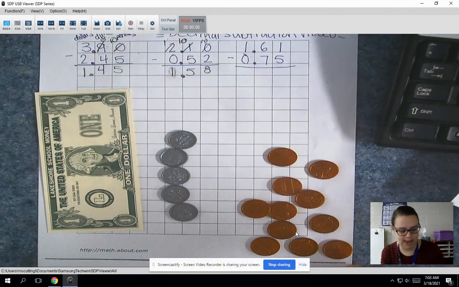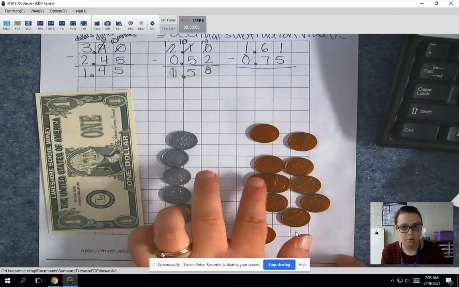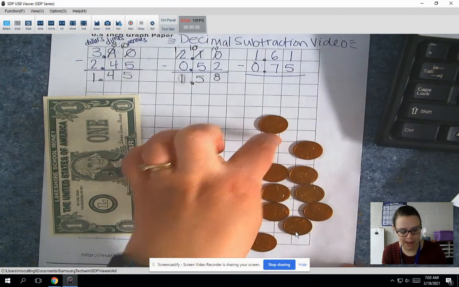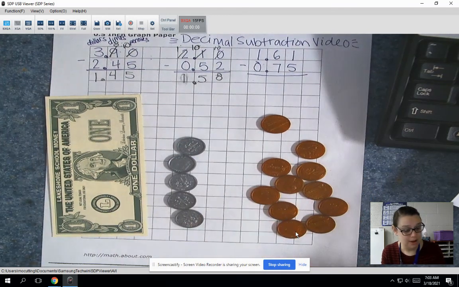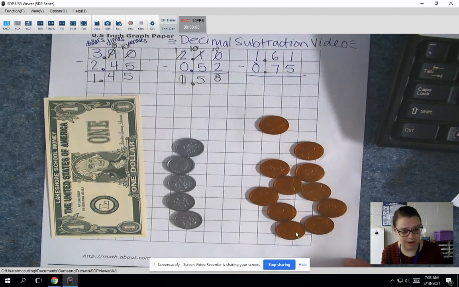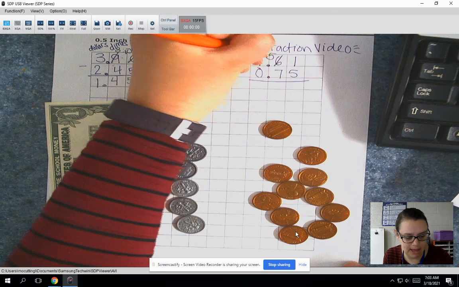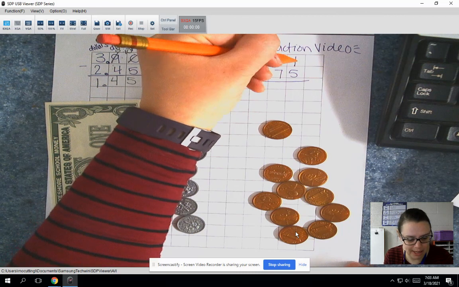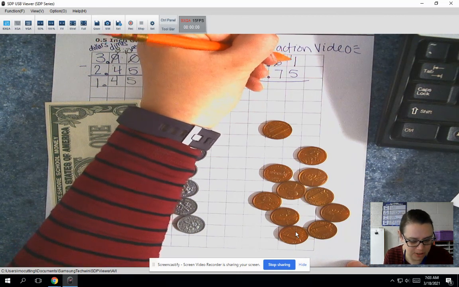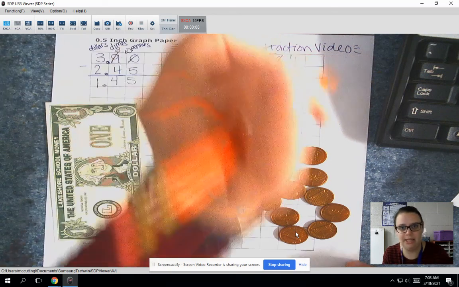Dime goes back to the bank because I just traded it in. Well, this time I already had 1 penny and I added 10 more to it. So I have 11 pennies here. So let me adjust this on here. I took a dime away, so now I have 5 dimes left. I added my 10 pennies, so that's why we put this little 1 here. I have 11 pennies here.